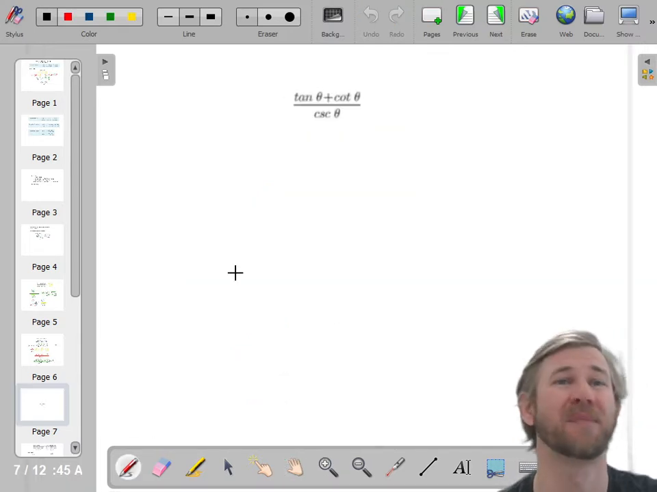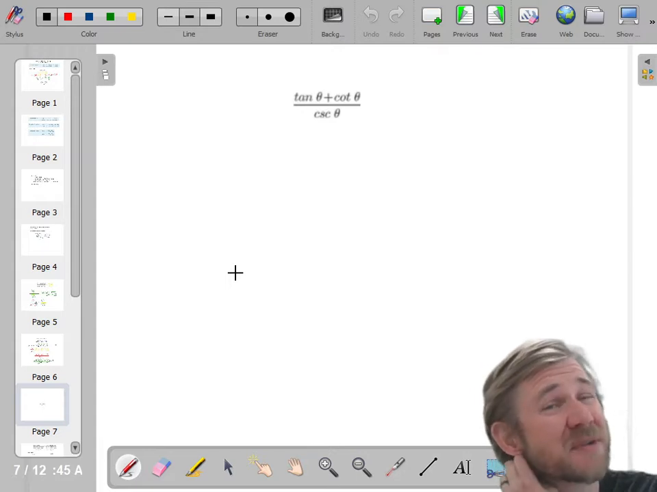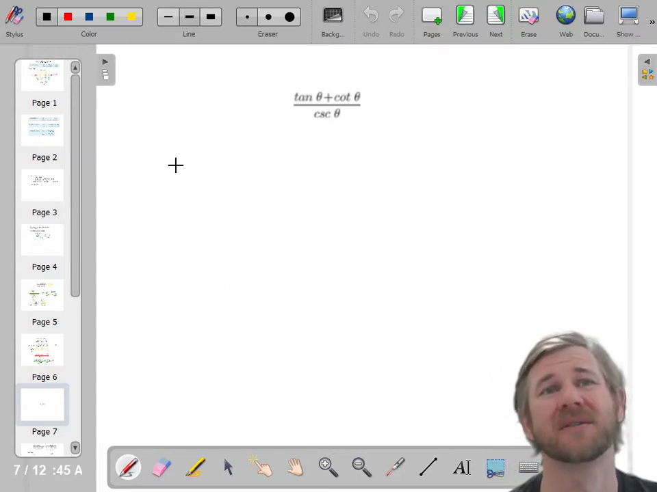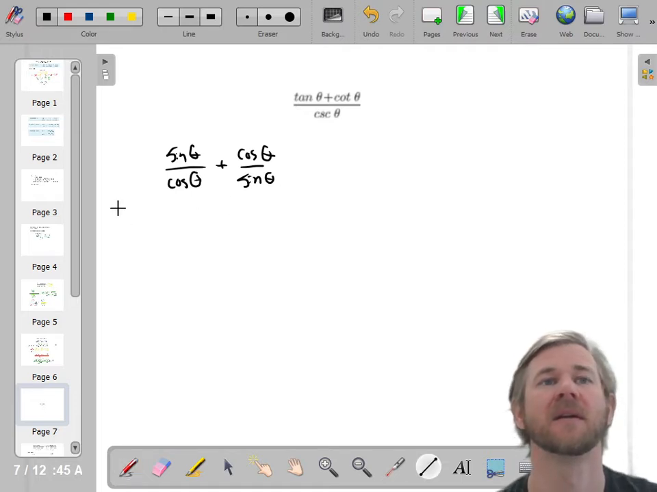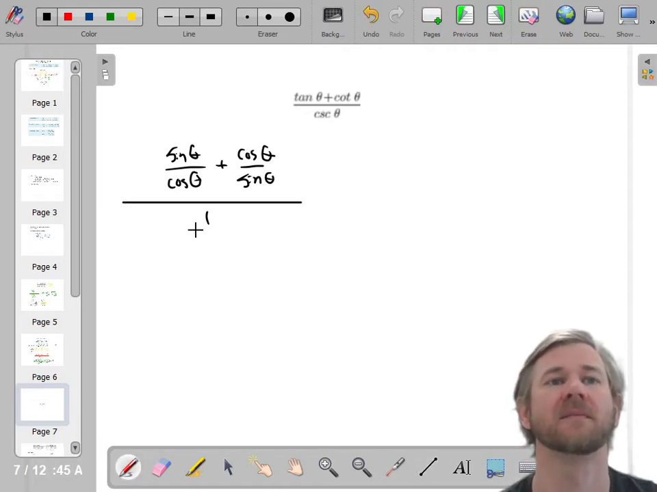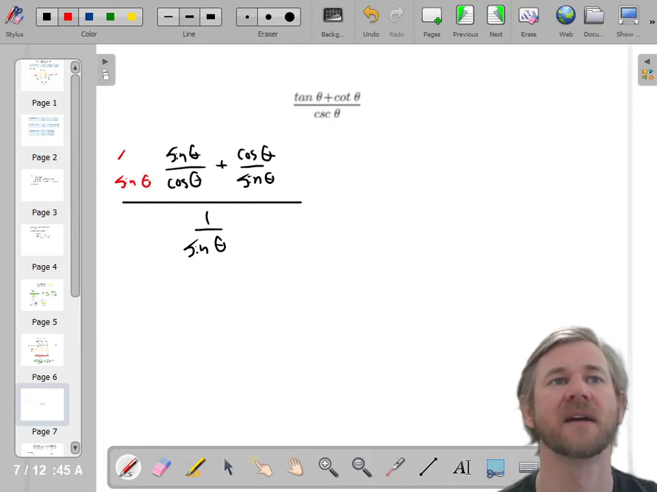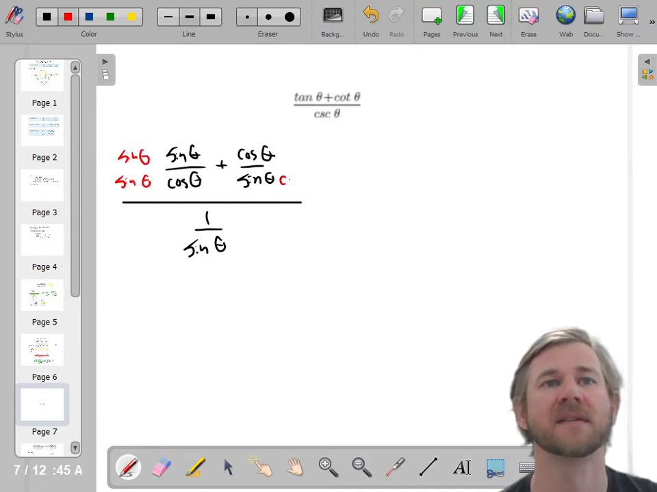All right, let's see. Probably don't have a lot of options here, but make this all in terms of sine and cosine, I'm thinking. So let's do the sine of theta over the cosine of theta plus cotangent is the cosine over the sine of theta. And in my denominator, I have 1 over the sine of theta. So let's get a common denominator in the top. That means you have to multiply them together. So this guy needs a sine of theta, and this guy needs a cosine of theta.